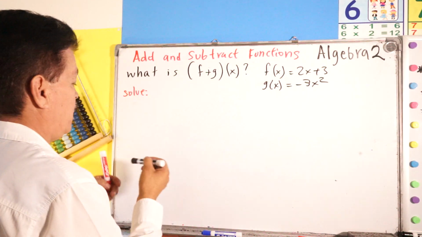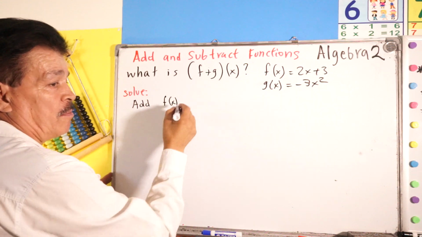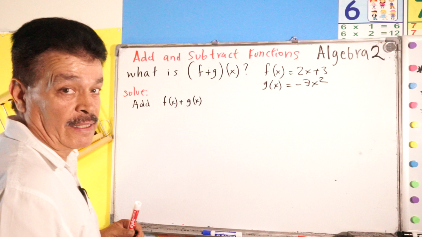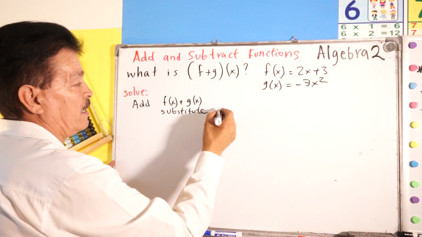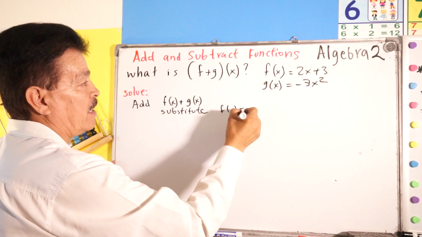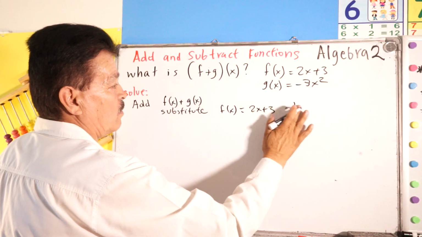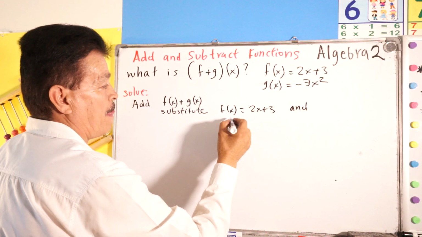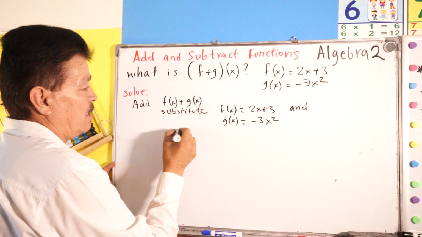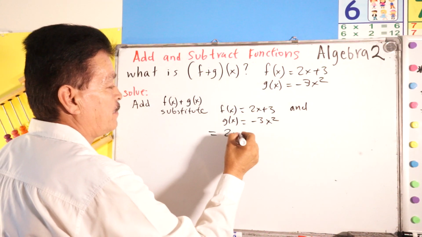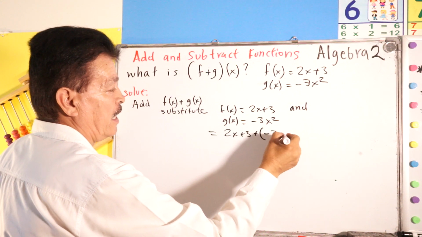All right. Very simple. Here, in this case, we have f of x plus g of x. All right. So here, substitute. Substitute, in this case, f of x equals 2x plus 3, right? And g of x equals negative 3x to the second power. All right. So this will be equal to 2x plus 3 plus negative 3x to the second power.